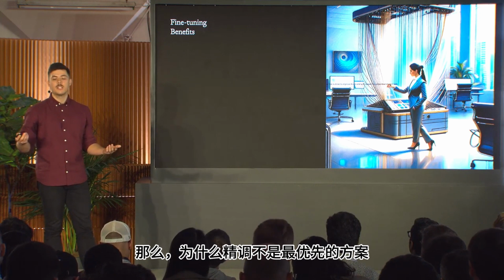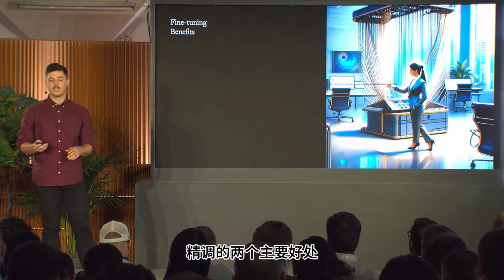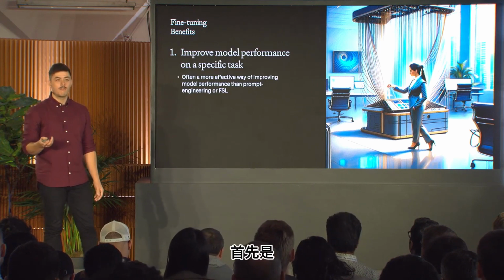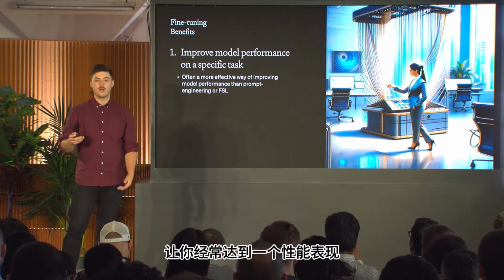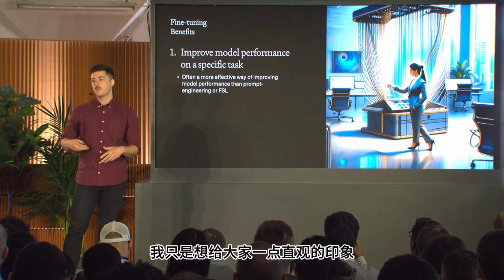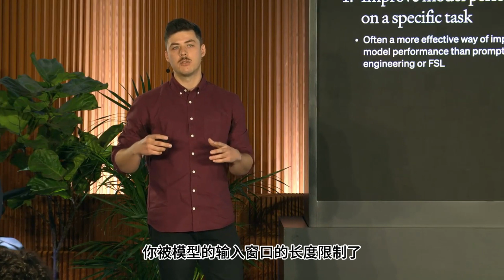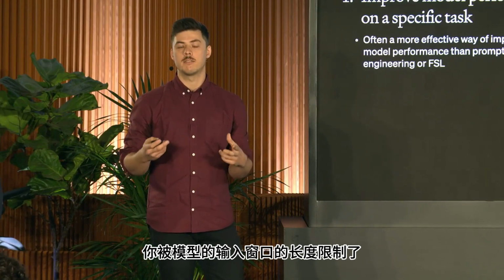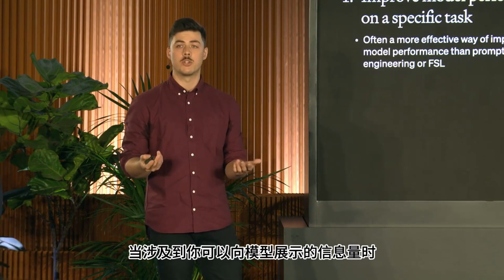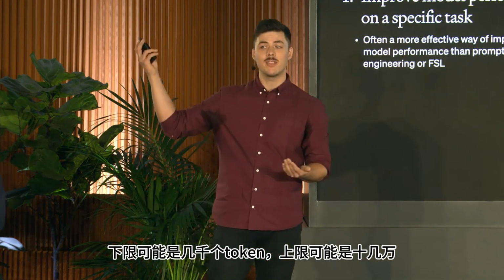So why would one fine-tune in the first place? I really want to highlight two primary and related benefits of fine-tuning. First off, fine-tuning can often allow you to achieve a level of performance that would be impossible without fine-tuning. To plant a little bit of intuition here, when you're using prompting techniques, you're limited by the context size of the model when it comes to the amount of data that you can show the model, right? At the low end, that's maybe a few thousand tokens. At the high end, maybe it's 128,000 tokens if you're using GPT-4 Turbo.